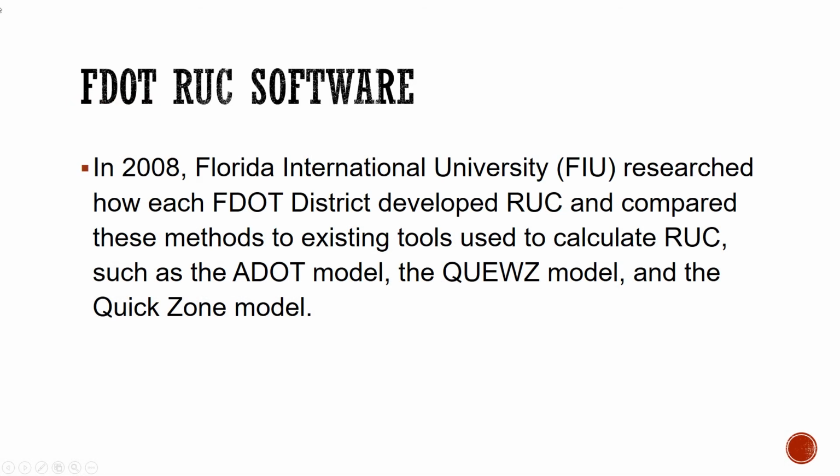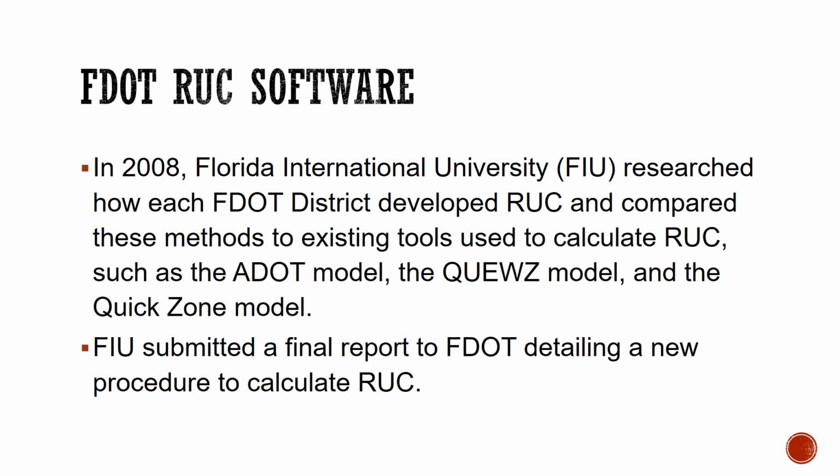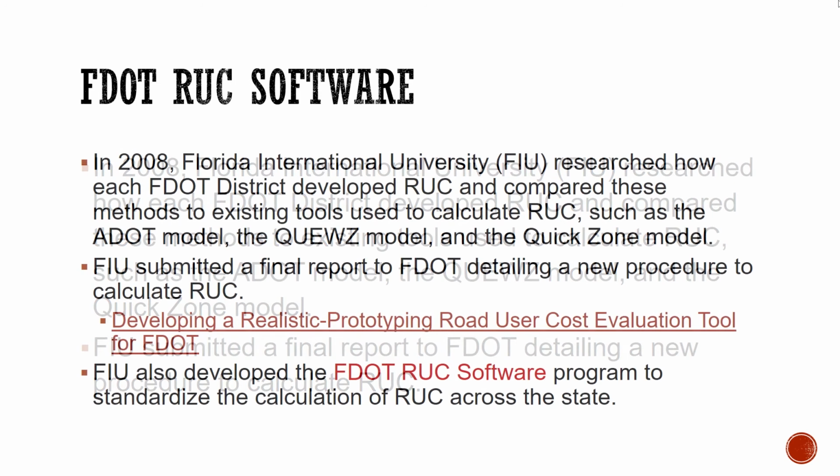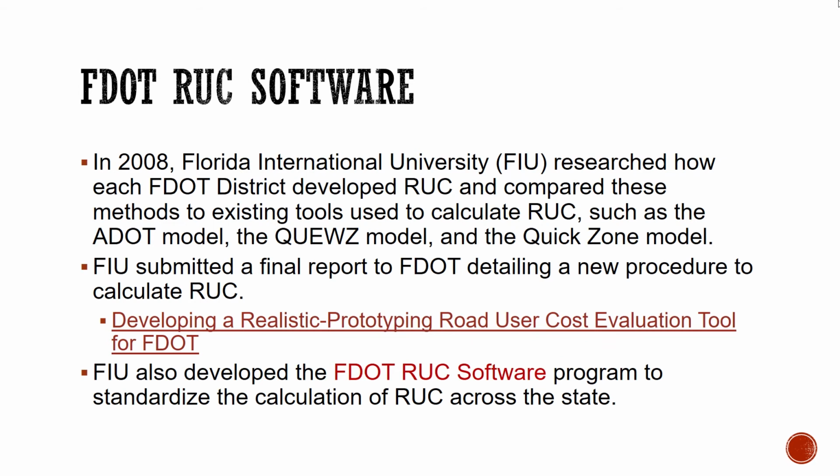In 2008, FIU researched how each district developed road user cost, compared those methods to the standard in the industry, and then developed a report for FDOT detailing those procedures as well as developing a new procedure for FDOT to use to standardize the calculation across the state. And part of that was developing the road user cost software.